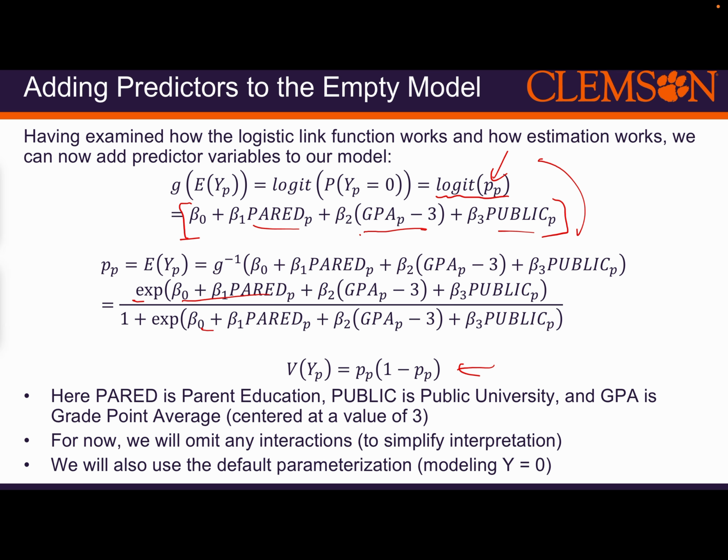And we're also going to use the default parameterization. So we're now modeling the probability of a 0, not the probability of 1. So this probability is now the probability a person is not applying to grad school. This is the other thing when it comes to generalized models for categorical outcomes. Modeling the probability of 0 is roughly equivalent to modeling the probability of a 1. It just changes the sign of each of the parameters involved.